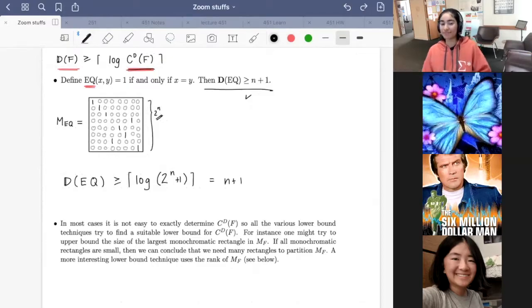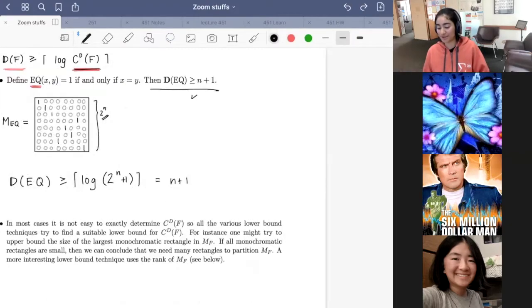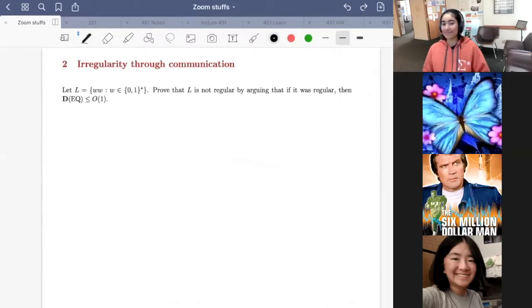So it's a helpful bound if you know the minimum rectangle cover, but that itself is also kind of hard to find. All right, so with all those definitions in our bag, let's go ahead and move on to our first problem. So this is pretty interesting, and again highlights the fact that communication complexity relates to so many different things. We're going to prove a language is irregular using communication complexity topics.